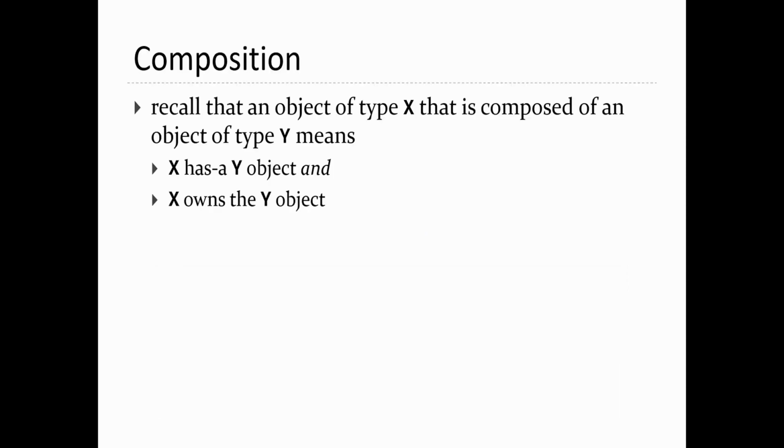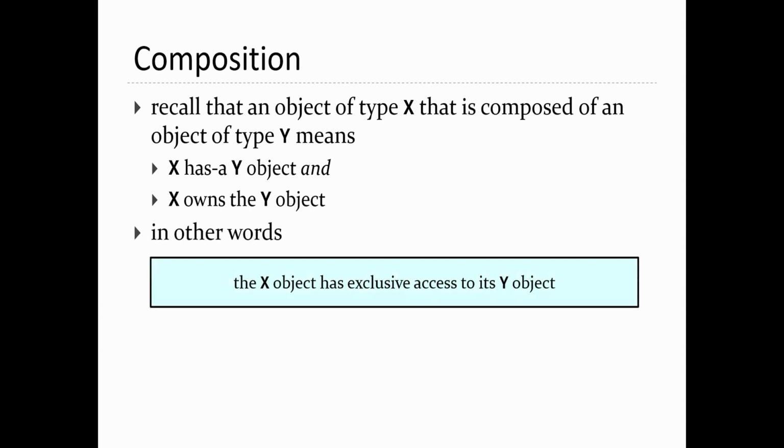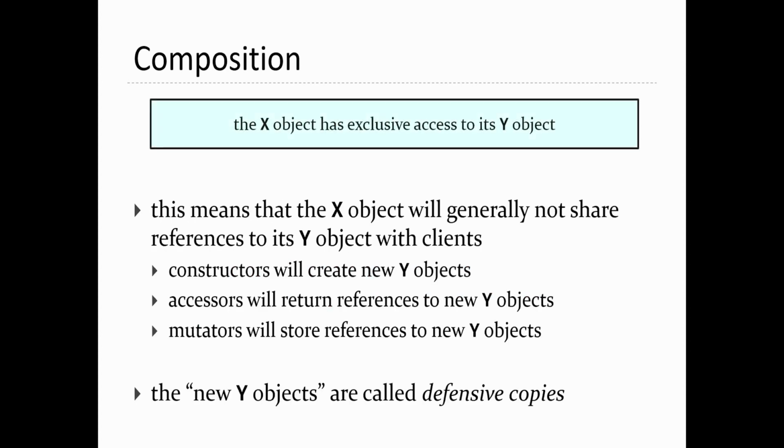Okay, so composition. If you want your whole object to actually own its parts, that's when you have to use composition. An object of type X that is composed of an object of type Y means X has a Y, and X owns the Y. In other words, in composition, the X object, or the whole object, is supposed to have exclusive access to its part objects. And so what does that mean?